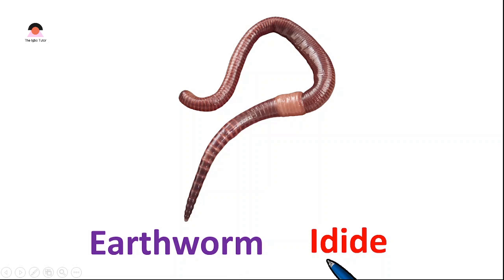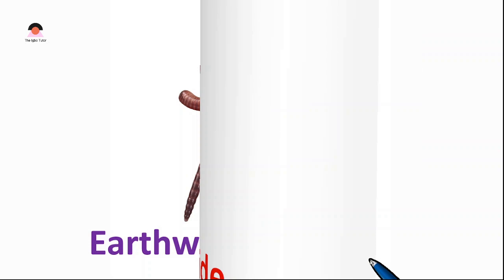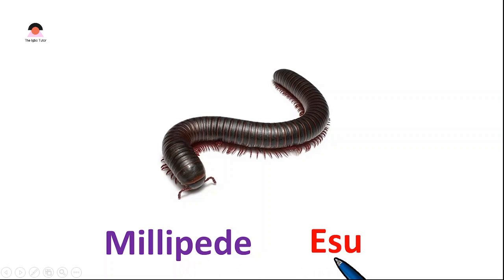Next is earthworm. What is the name in Igbo language? Idide. That's what we call it in Igbo language. Next is millipede. We call millipede esu in Igbo language.